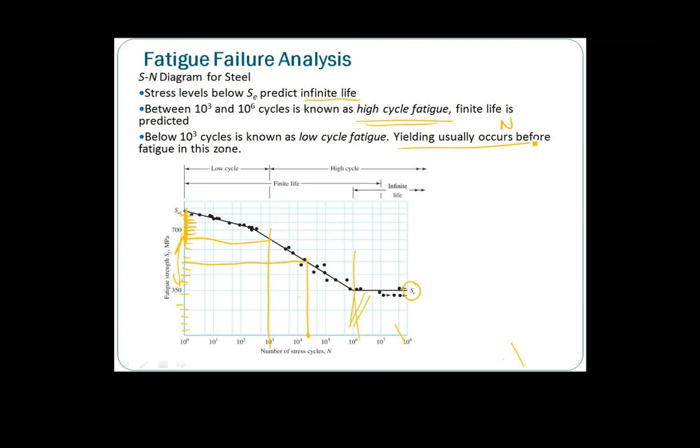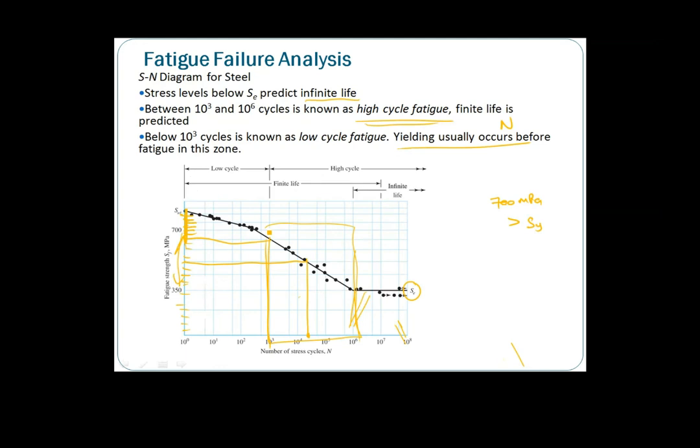your stress, this stress at, let's say, 700 megapascal, is usually already exceeding your U strength. Okay, so it's already exceeding your U strength, then static failure will happen first in low cycle fatigue. So here we are focusing more towards high cycle fatigue, 10 power 3 to 10 power 6 usually.